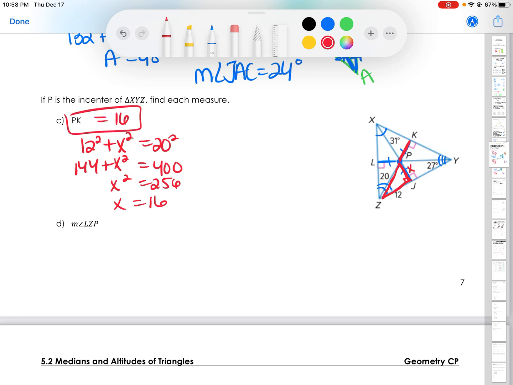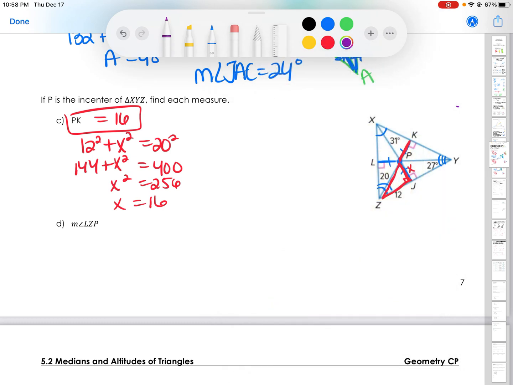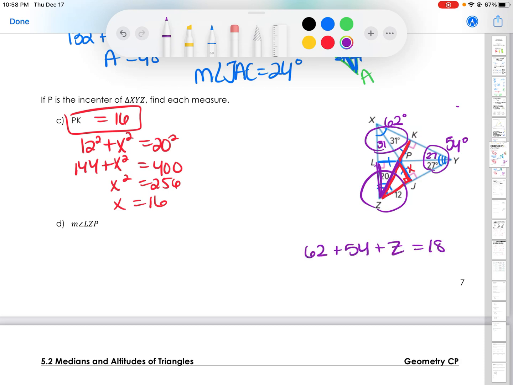Okay. And then we want to find the measure of the angle. So we have angle LZP. LZP is this angle right here that's in question. And I can use the same method I used before, 27 and 27, which means this entire angle is going to be 54 degrees. 31 and 31, which means this entire angle is going to be 62. So we can find this entire angle and cut it in half. So 62 plus 54 plus angle Z is going to equal 180.